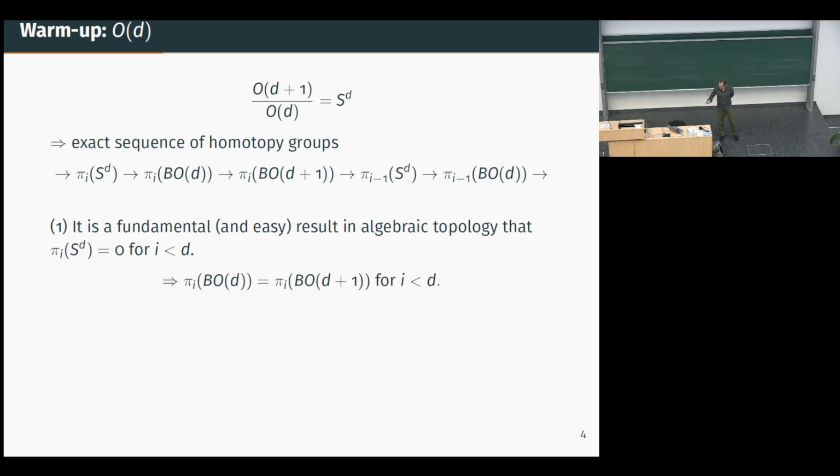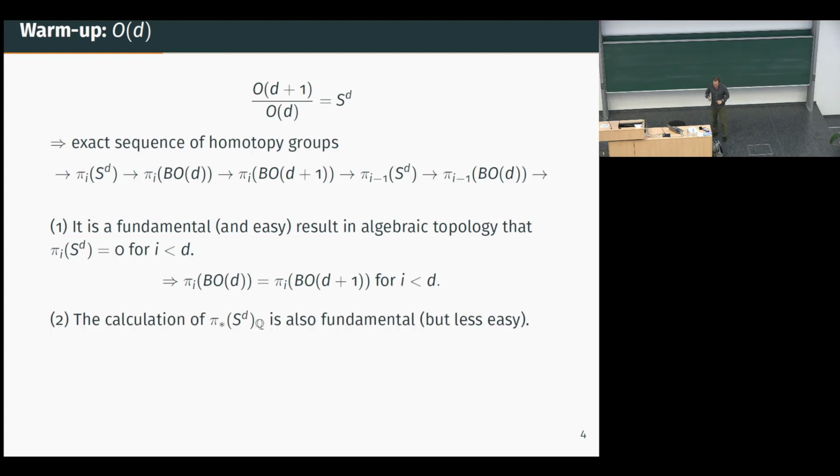And that means, if you just think about this sequence, that the homotopy groups of BOD, if you fix a degree, stop changing as soon as D is big enough. It's called stabilizing. So that means actually there's not somehow some two-parameter family of things that you need to calculate. There's much less information than you might have thought.